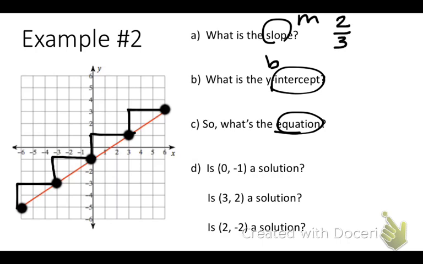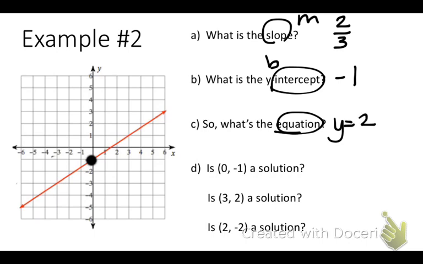However, there is a difference here. The difference is that the y-intercept is not 0, like in the last equation. The y-intercept is -1. So the equation is y equals 2/3 x minus 1.